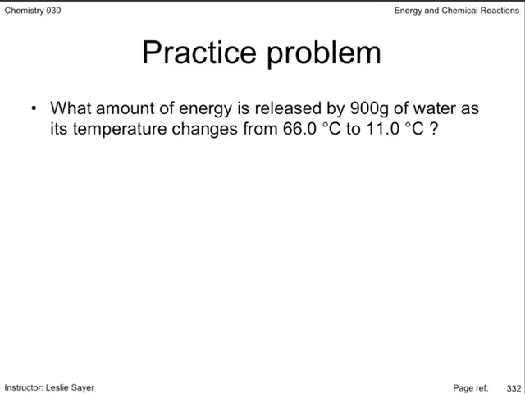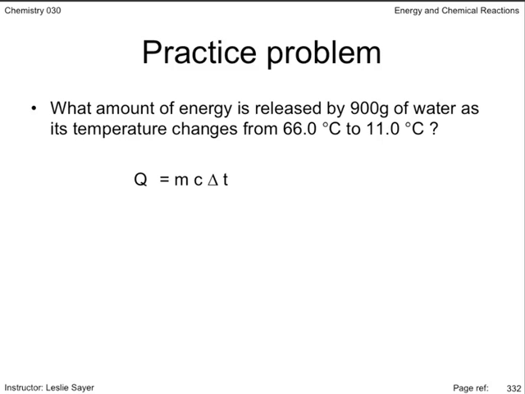Let's start with a practice problem using the equation and the information we've already learned. What amount of energy is released by 900 grams of water as its temperature changes from 66.0 degrees Celsius to 11.0 degrees Celsius? Well, looking at this problem, we see 900 grams of water releases energy to the surroundings, causing the temperature of the water to drop.